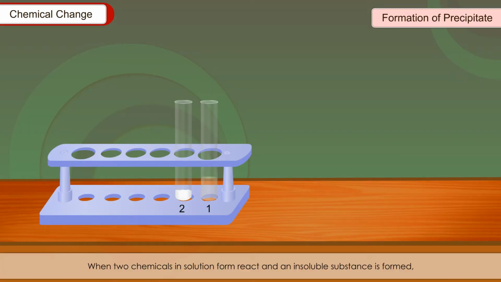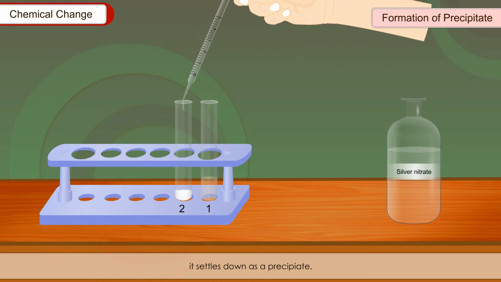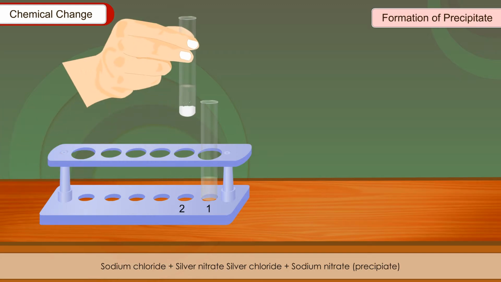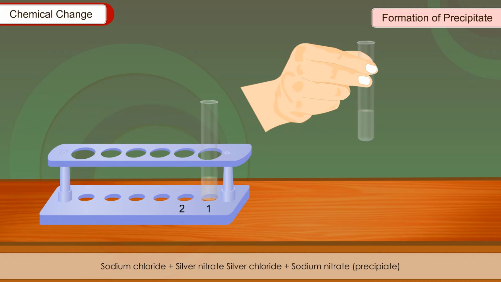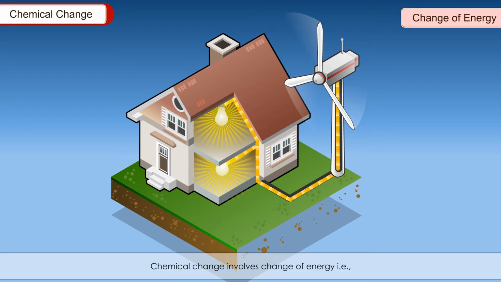Formation of precipitate. When two chemicals in solution form react, an insoluble substance is formed. It settles down as a precipitate. For example, silver nitrate solution is added to sodium chloride solution. Silver chloride is formed as white precipitate. Sodium chloride plus silver nitrate gives silver chloride plus sodium nitrate as precipitate. Change of energy.